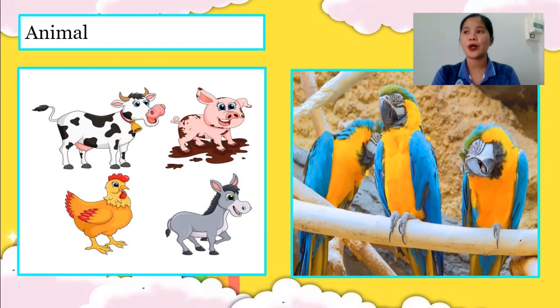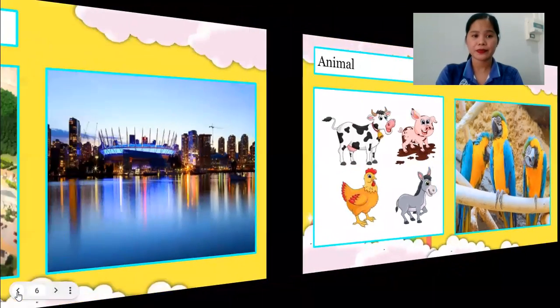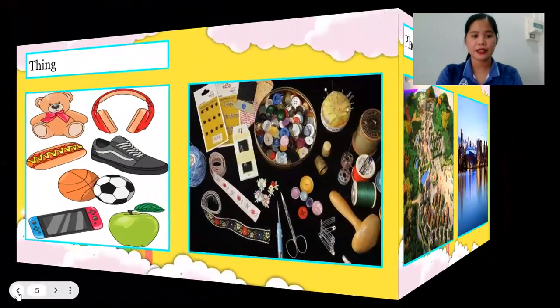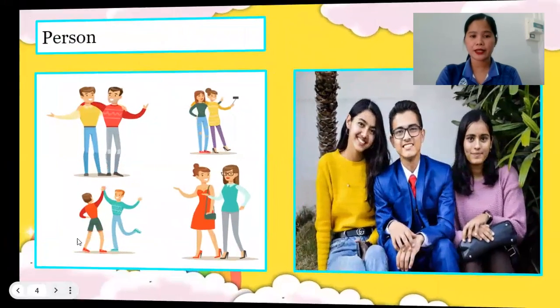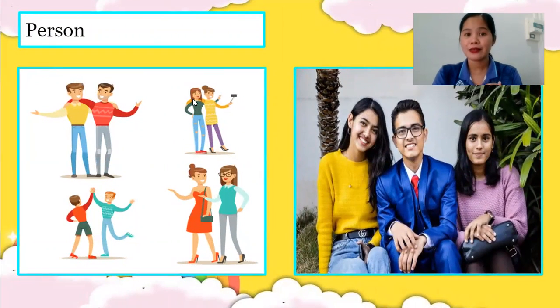Now, more examples. Examples in person. Look at this one. Your mother is a noun, father is a noun, because your mother and father are persons. Your sister and brother are also persons, so they belong to noun. What are the other examples of noun? We have teachers, students, doctors, soldiers, policemen. These are what we call person.